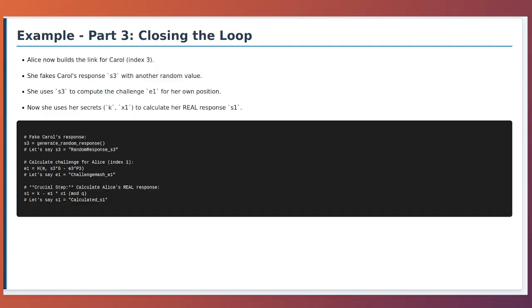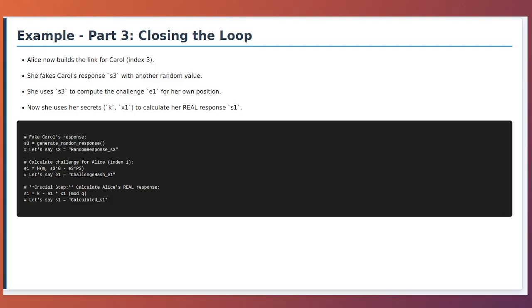Alice has built the chain up to Carol and has the challenge for Carol's position, E3. She repeats the process for Carol. She picks another random response, S3, let's call it "random response S3." She then uses this to compute the challenge for the next person in the ring. The next person after Carol is Alice herself, at position 1. So, she computes E1 equals H of M, S3 times G minus E3 times P3. Let's say this hash result is E1 equals "challenge hash E1."